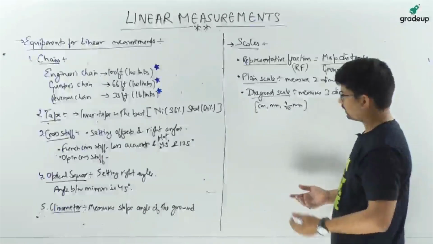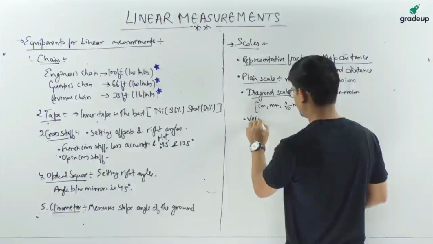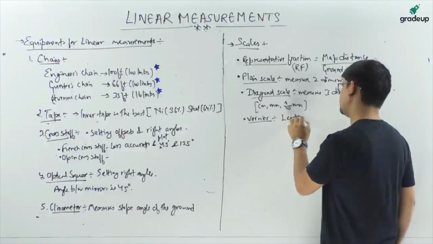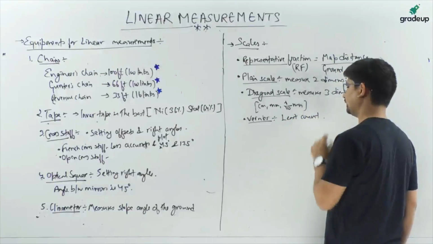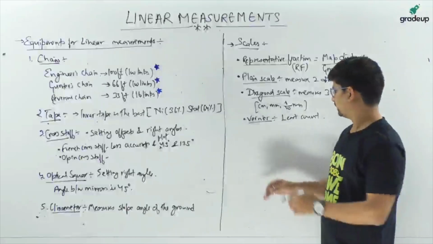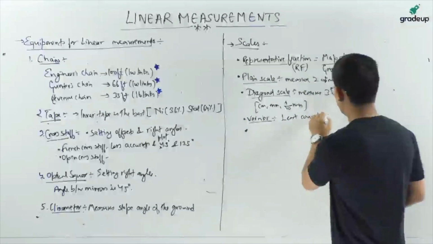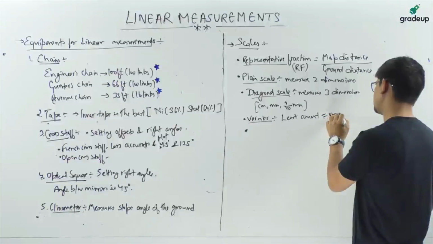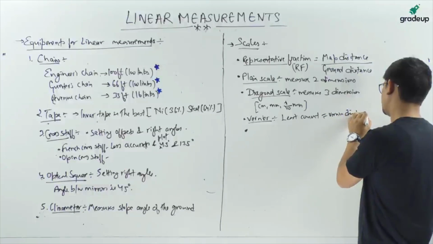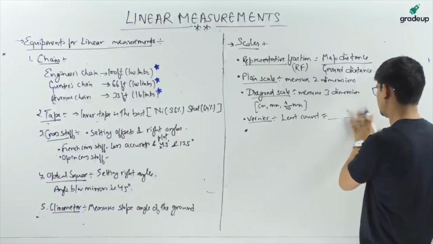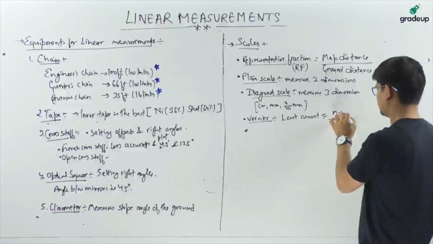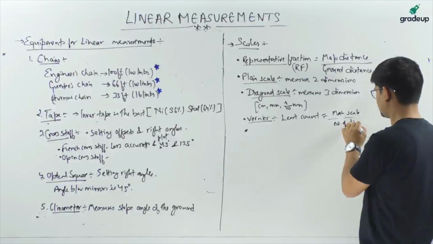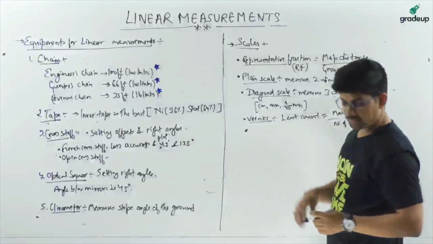Okay. Then you know about the vernier. This is the most prominent one. Now by vernier you have the least count of vernier. It is about the vernier's distance upon the number of main scale divisions. Okay, so this is vernier.